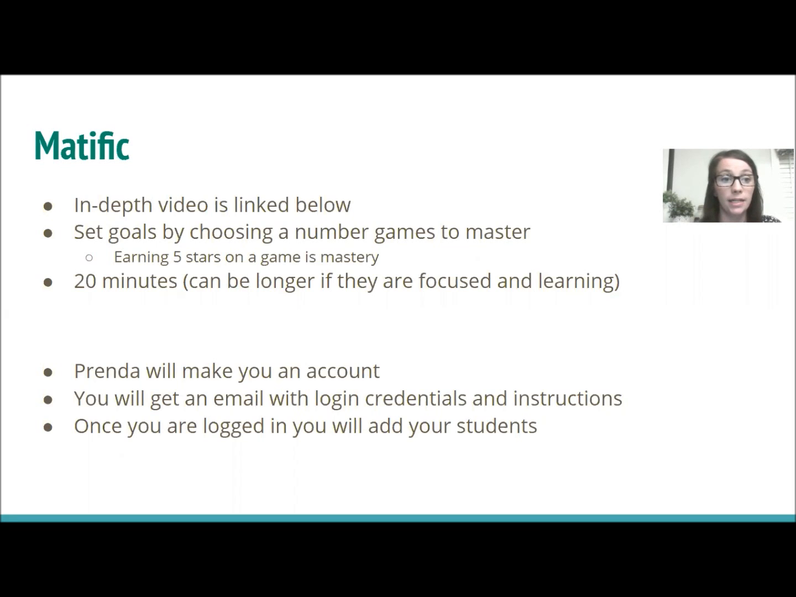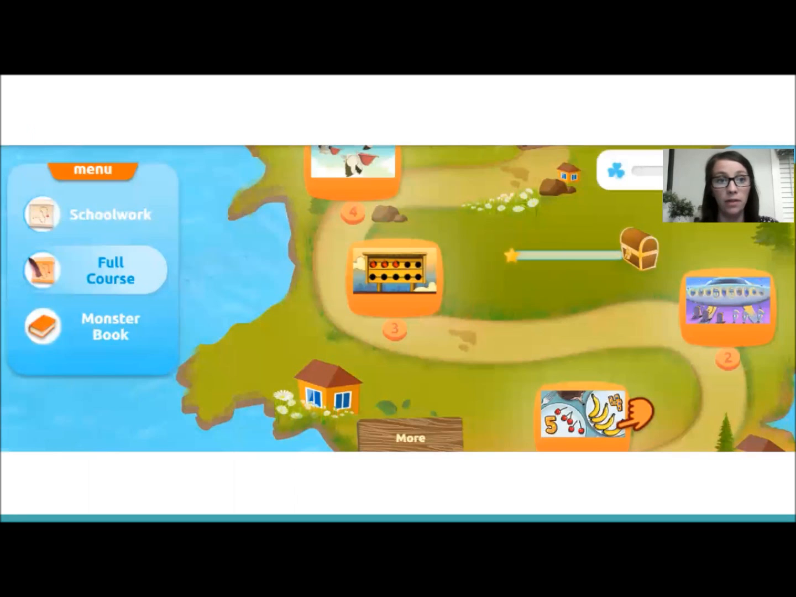In this game, they set goals by, there are different games similar to Dreambox, but in each game, you have the potential to master it by earning 5 stars. So the goal is written as like how many games will you get 5 stars on. That means how many games will you master. And they can spend 20 minutes here. Again, we'll make you an account, you'll get an email, you'll log in and add your students. And I will walk you through that in another video.